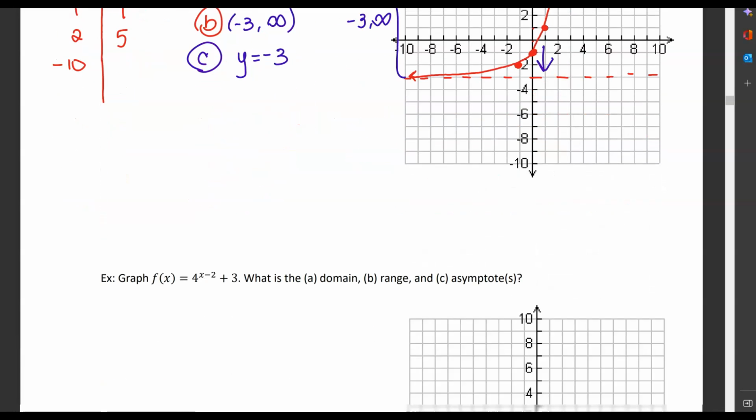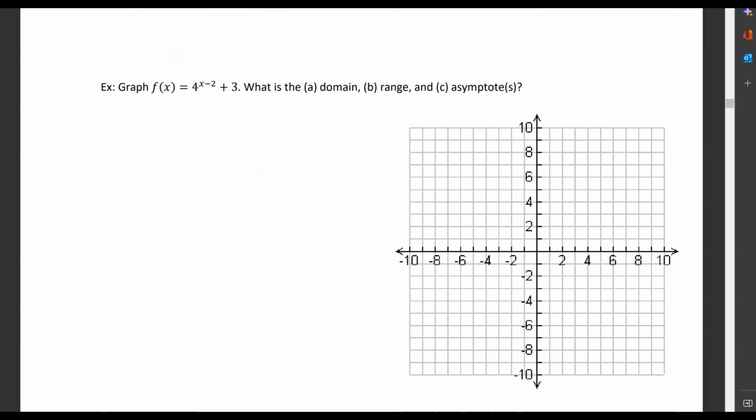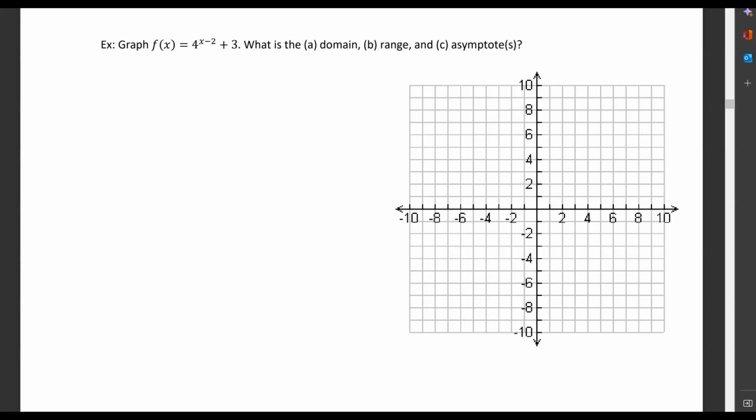Our last problem in this section is going to be f of x equals 4 to the x minus 2, plus 3. Thinking about the way we just did the last one, try this one out, give yourself a second, and then go ahead and check it.